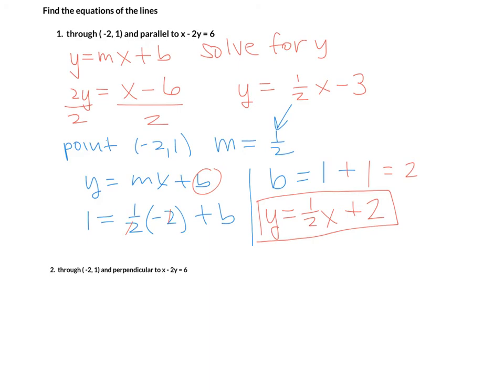Now let's find the equation of the line through the same point, (-2, 1), but this time it's going to be perpendicular to that same line. We already determined that in slope-intercept form, this line was y equals 1/2 x minus 3. Okay, that's the line we're starting out with. Now we want a perpendicular line, so that line is going to have a slope that is the negative reciprocal. First of all, it's going to be negative because our slope was positive, and then we want the reciprocal. The reciprocal of 1/2 is 2.